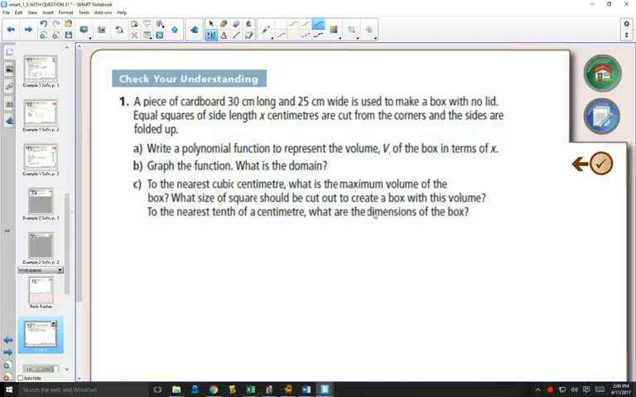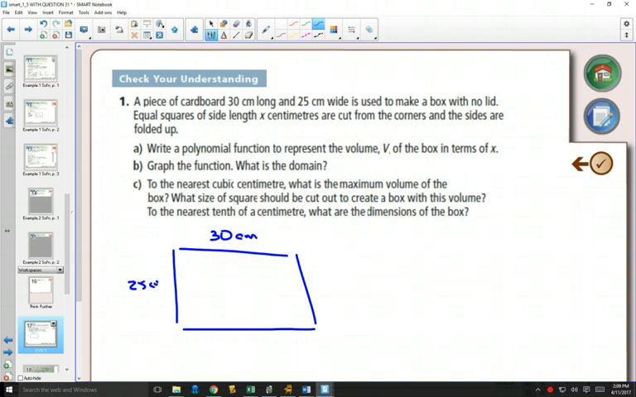This is identical to our paper cutting question that we did at the beginning. The only difference is we start off with a different size of paper. 30 centimeters long, 25 centimeters wide. So draw that 30 centimeters here, 25 centimeters here.